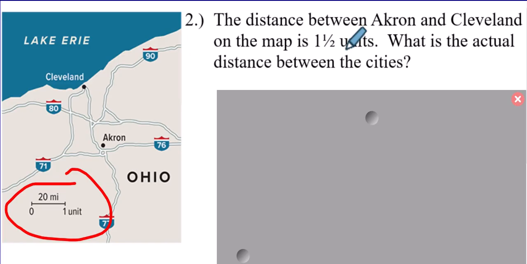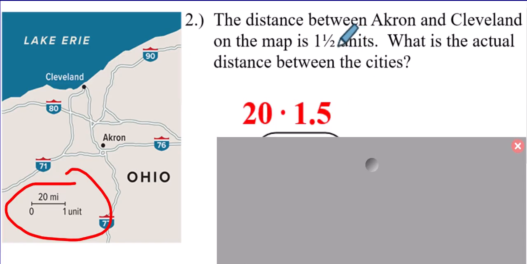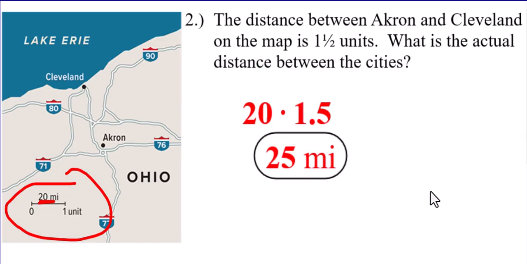So 1.5 units, we can multiply 1.5 times the 20 miles. I'm not pulling this out of thin air. It's right there in this scale given to me on the map. So 20 times 1.5 is going to give you an answer of 25 miles. Yes, I made this huge space on your notes, and really there isn't much work at all. So write down that little bit of work if you haven't already, and there is your answer.